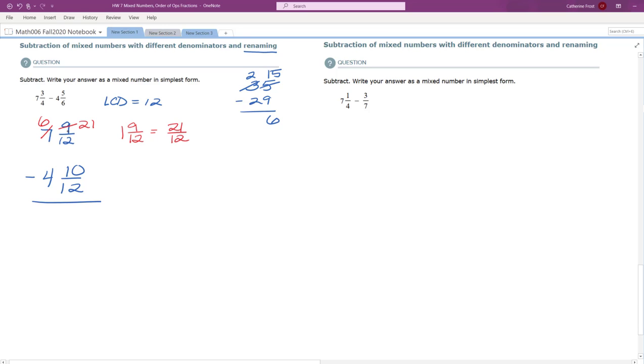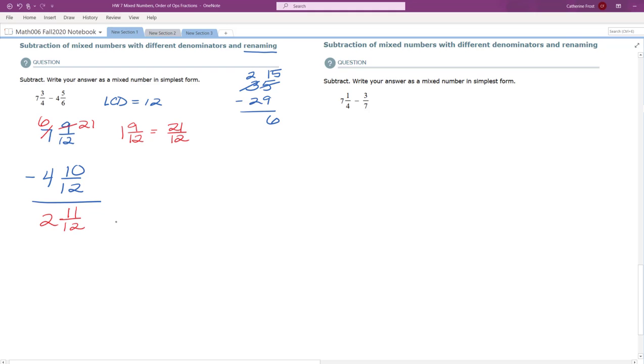So the shortcut is that you always just add the numerator and denominator. 9 plus 12 is 21, so that's the new numerator. Okay, so now we can do 21 minus 10, and we get 11, so 11/12. And then 6 minus 4 is 2. So the answer is 2 and 11/12. You always want to check that your fraction is simplified, but 11/12 is simplified. We can't simplify it anymore, so this is the answer.